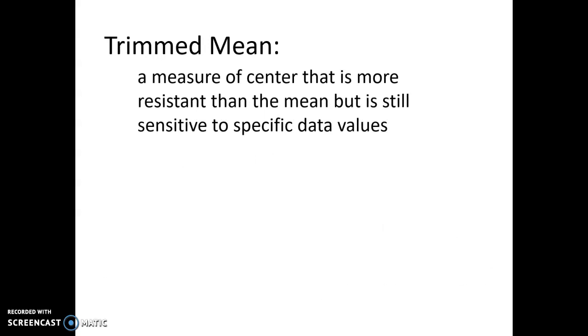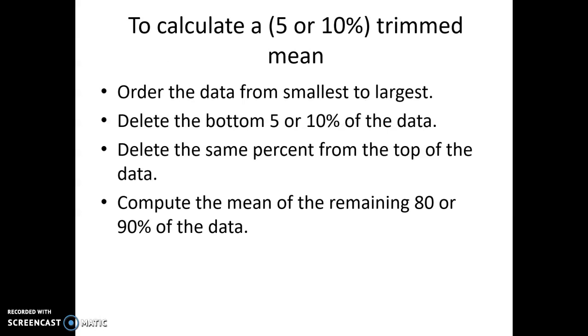So one way we avoid having the mean being non-resistant is we trim it. We figure out how much we want to trim it by, and then we cut off so many numbers above and so many numbers below. And we'll practice that here in a minute. To calculate a trimmed mean, it's usually 5 or 10%, could be 20%, but it's not usually that high. It's usually 5 or 10%.